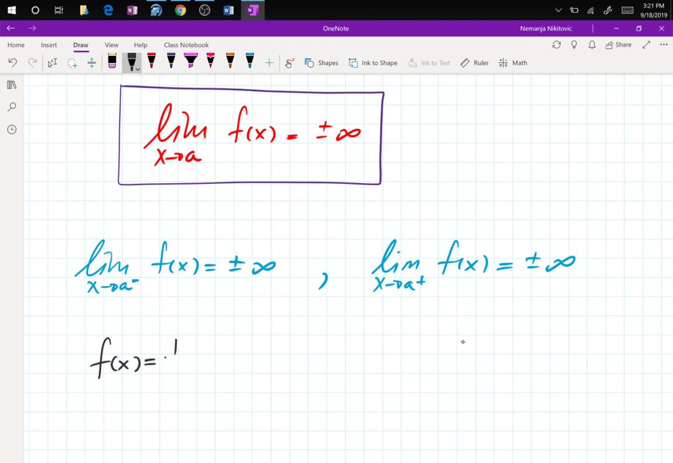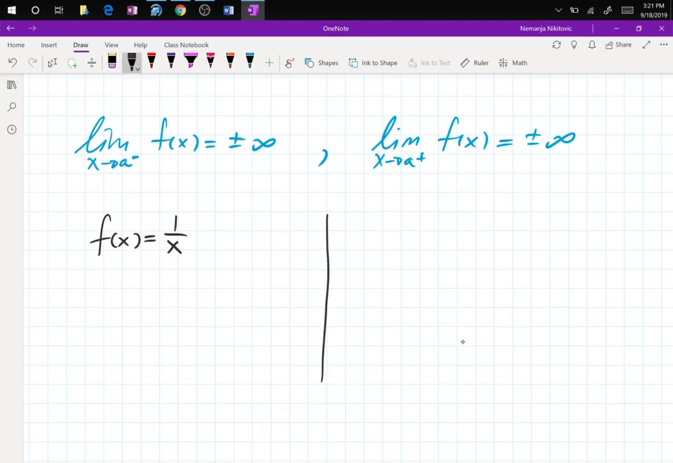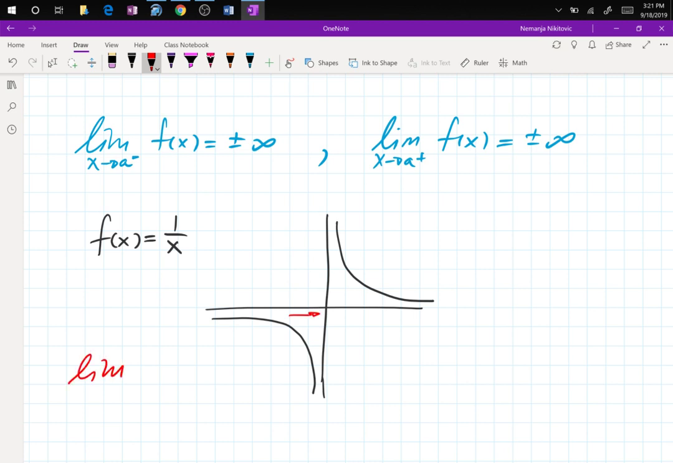The best example in the galaxy for this would be our good old friend 1 over x. So f of x is equal to 1 over x. When we draw the graph, we get to see these two blue limits at work. Let's go with the red approach over here, saying that the limit as x approaches 0 minus of 1 over x is going to be negative infinity.